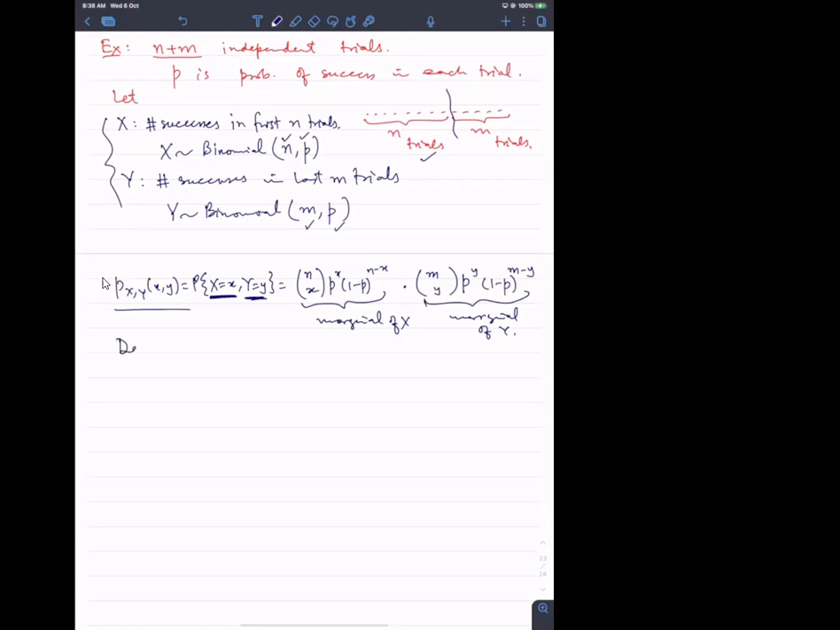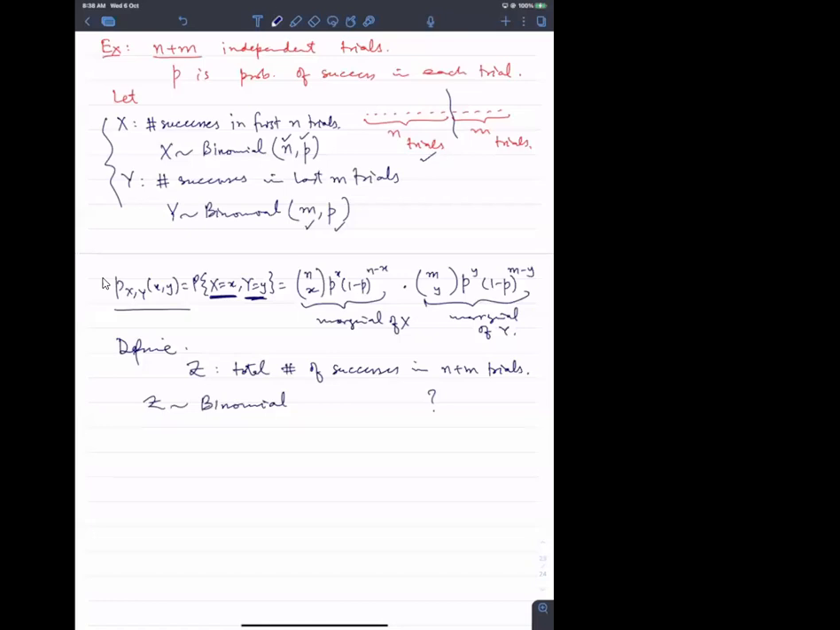Okay. Define z as the total number of successes in n plus m trials. What is the distribution of z? Is z a binomial? Yes or no? Answers in the chat window. Is z a binomial random variable? Of course z is a binomial random variable.